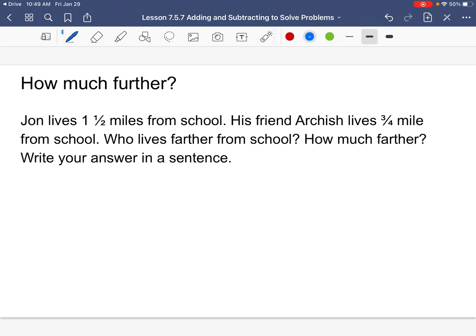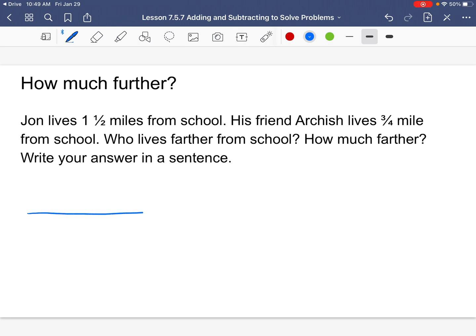So here we have a problem where John lives 1.5 miles from school. Archie lives 3/4 of a mile from school. Who lives further from the school? How much further? So I'm going to draw a model here.